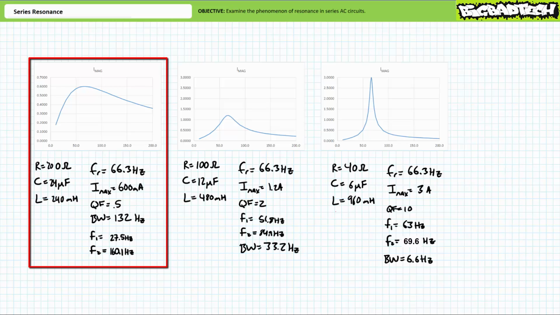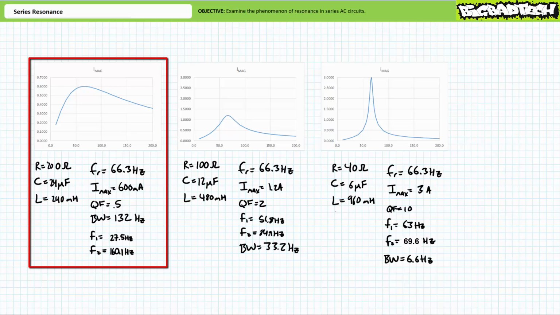Given such a low quality factor, the bandwidth is obviously asymmetric, and we need to resort to some heavy lifting to determine the lower and upper half power frequencies. I'll save you the trouble and solve them myself. The lower half power frequency F1 is approximately 27.5 Hz, and the upper half power frequency is 160.1 Hz. Anything inside this wide, extremely non-selective range will experience half power or greater, and even that won't be as much compared to the other two circuits given such a small peak current.